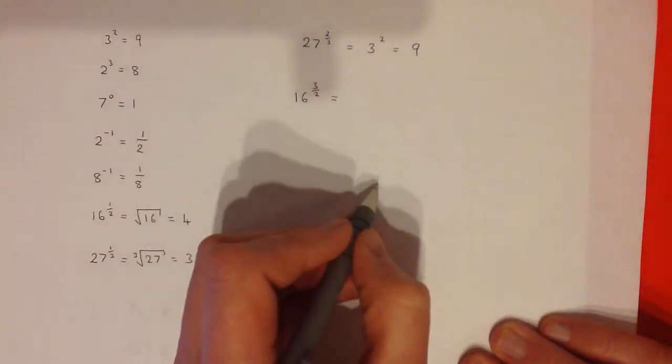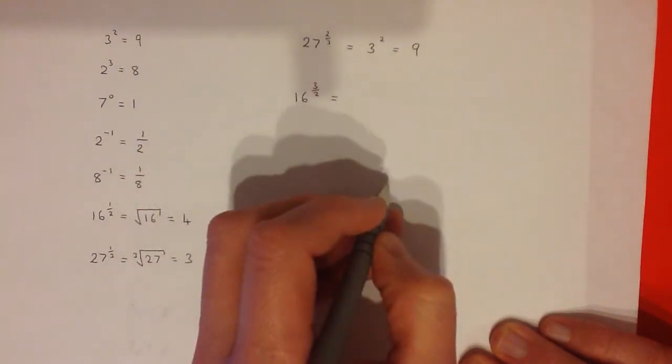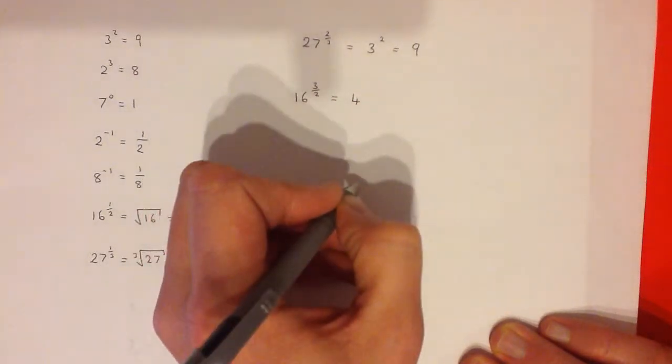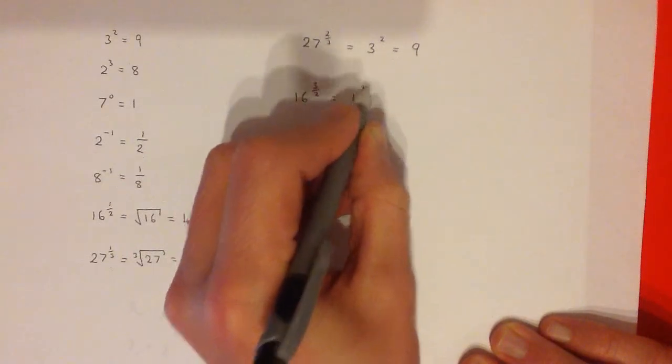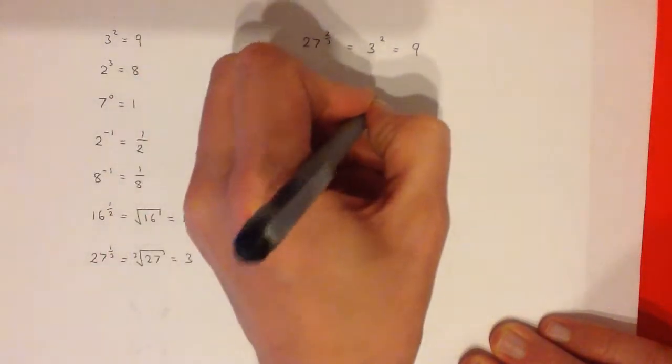Look at the fractional power first. We're looking at a half, so 16 to the power of 1/2 is 4. The square root of 16 is 4. Leaves us with the power of 3 at the top, so that leaves us with 4 to the power of 3. 4 times 4 is 16, times 4 is 64.